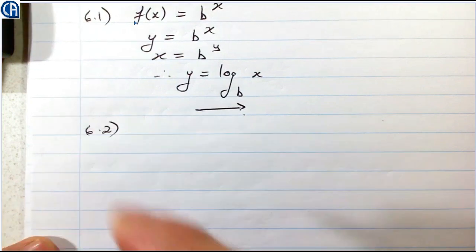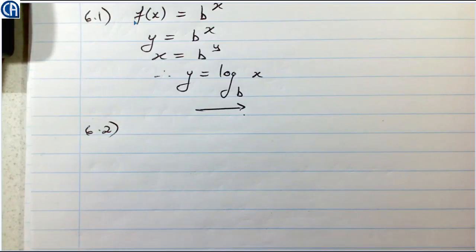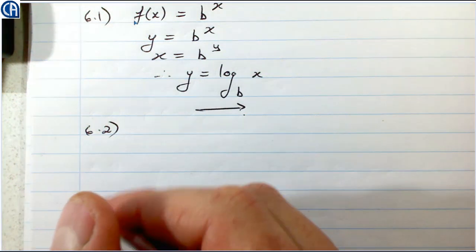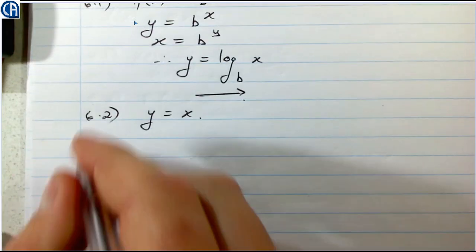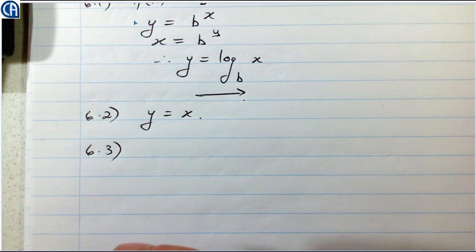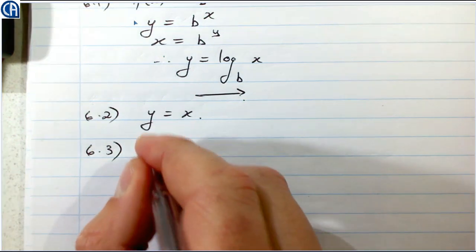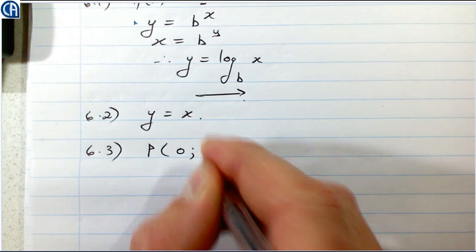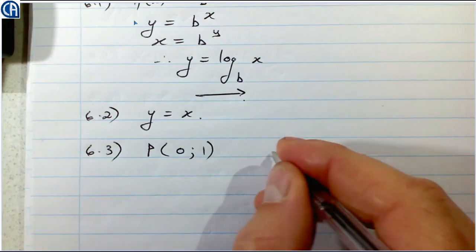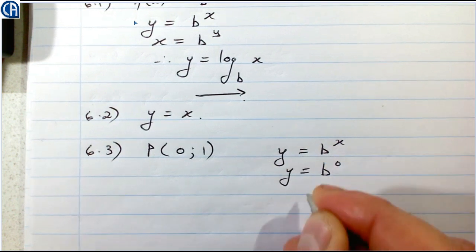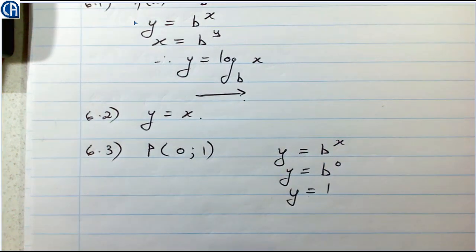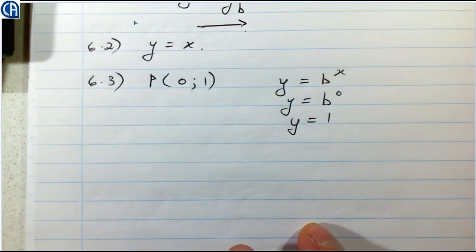6.2. Write down the equation of the line passing through O and R. It's y equals x. 6.3. Write down the coordinates of point P. So P would be 0 and 1. Why? Because y equals b to the x, so b to the power 0 would be 1.